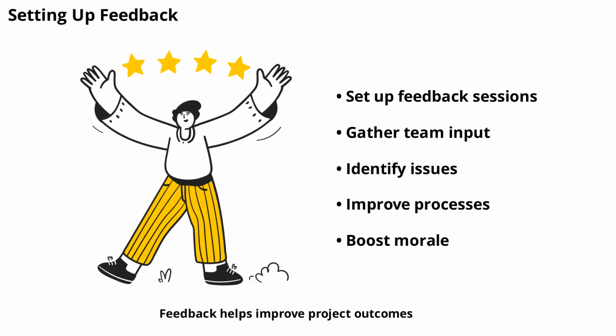Feedback helps improve project outcomes. Scheduling software may include feedback or survey features. Set up regular feedback sessions or surveys to gather input from your team. Use feedback to identify issues, improve processes, and boost morale. Encourage honest and constructive feedback to support continuous improvement.